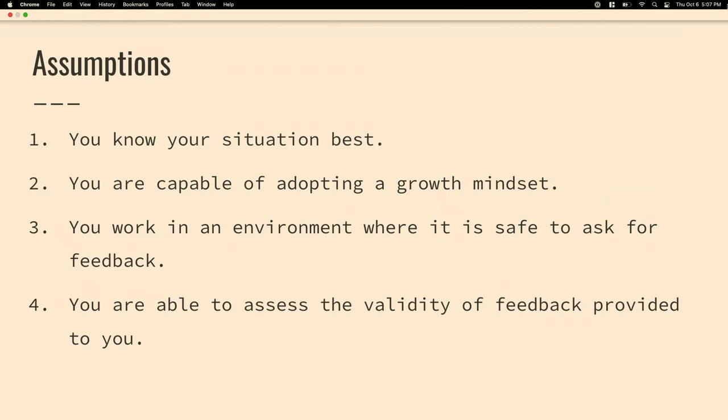One, you know your situation best. So to the extent that anything in this presentation doesn't apply to you, or you think it would be harmful rather than helpful, you know best. Do or don't do it, your choice. You're capable of adopting a growth mindset. That means you're able to think about your future and how you want to grow, more so than being overly punitive on yourself about mistakes that you've made.